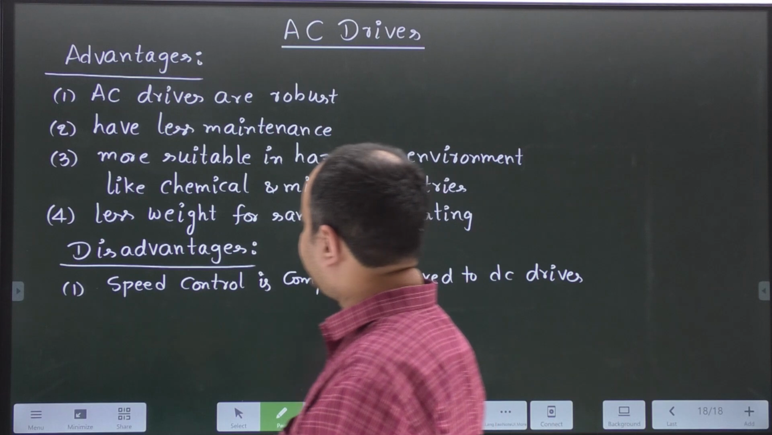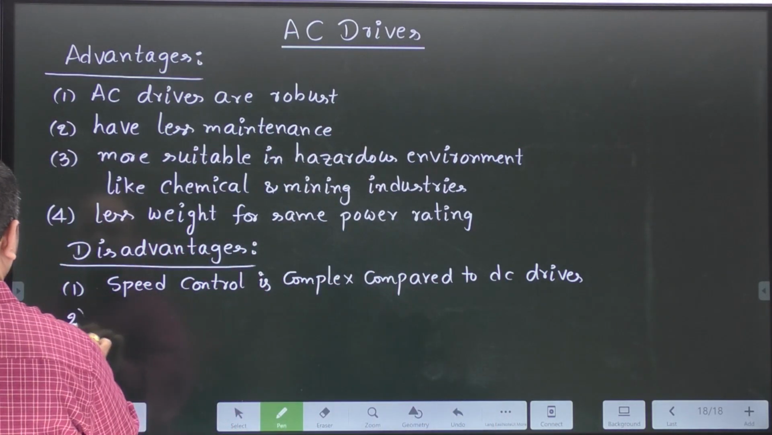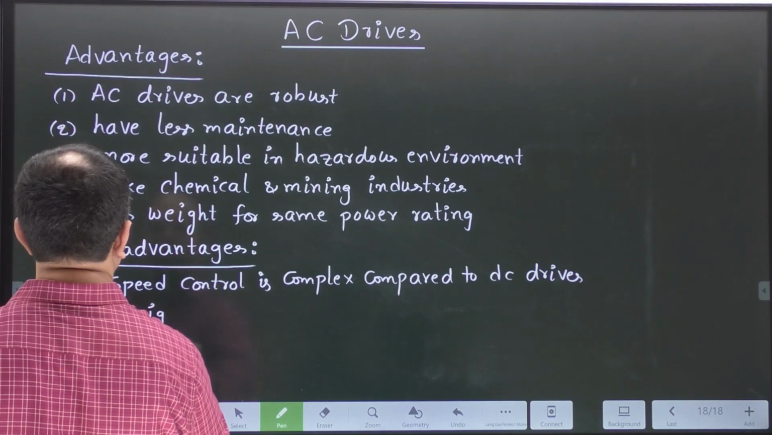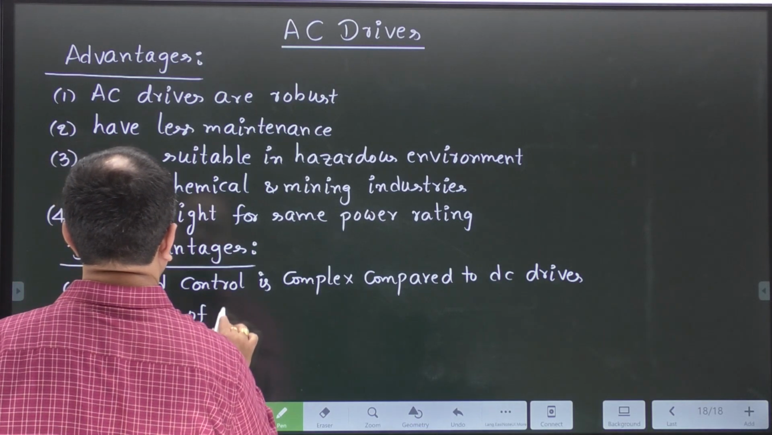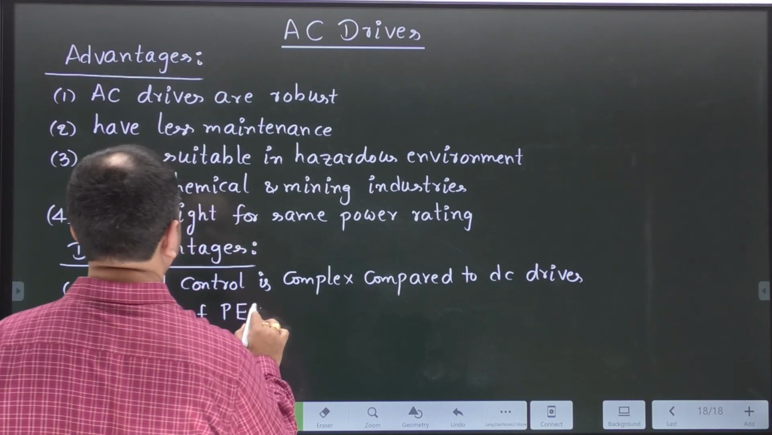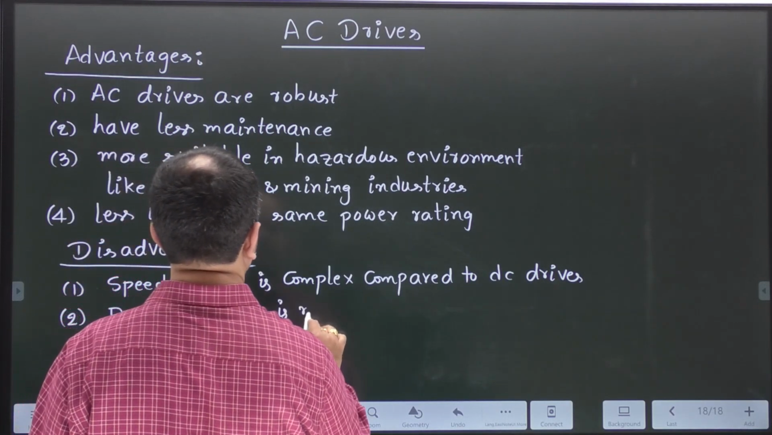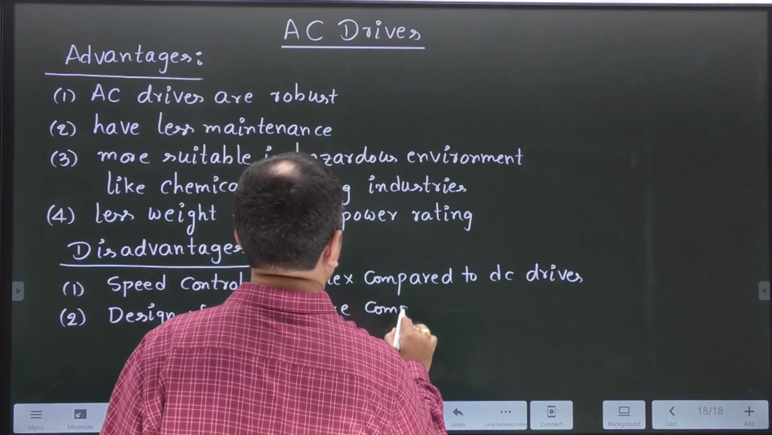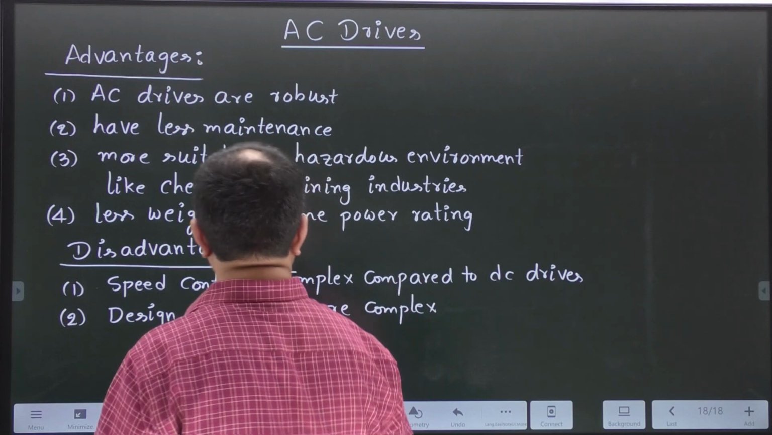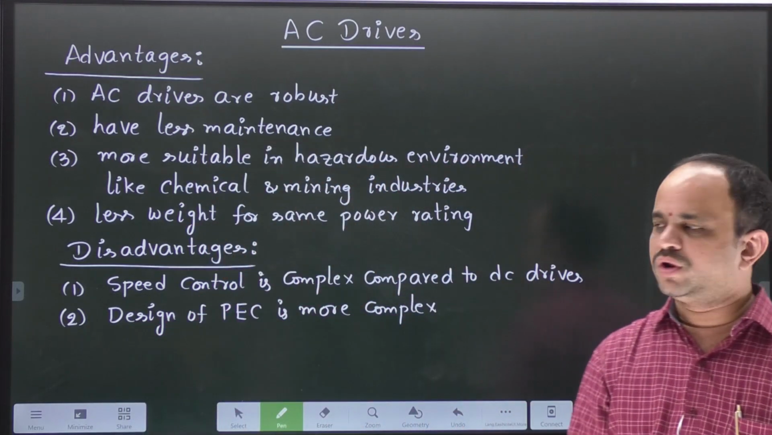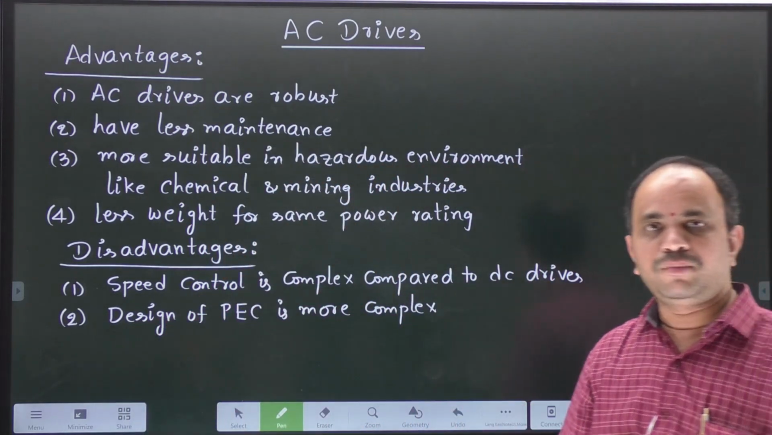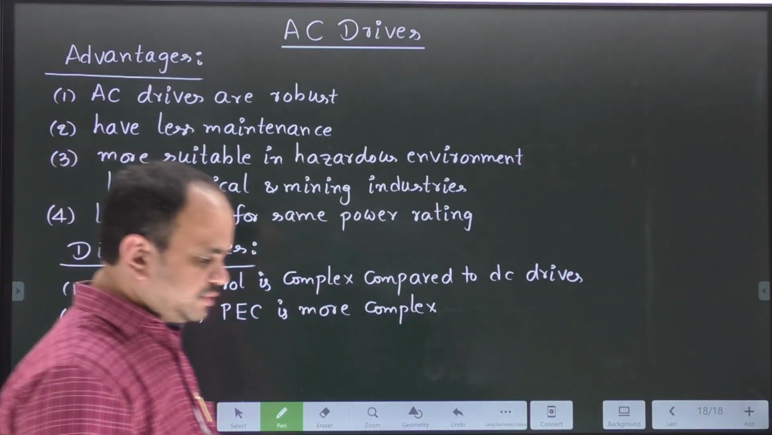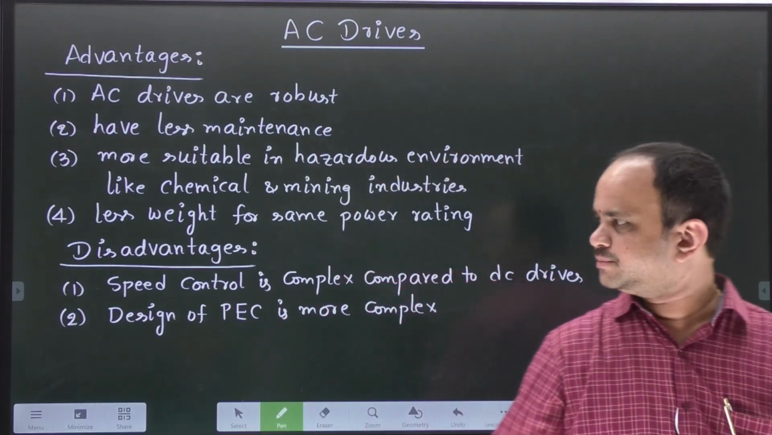Compared to DC drives. Therefore, design of power electronic circuit is more complex here. Design of power electronic circuits is more complex. Okay. So these are some of the limitations of AC drives.